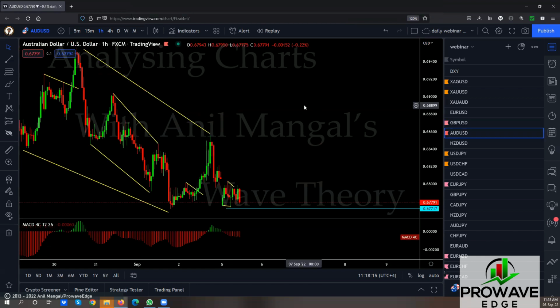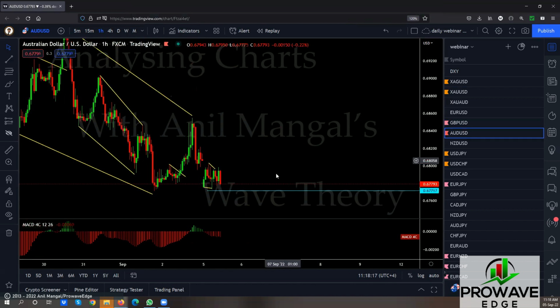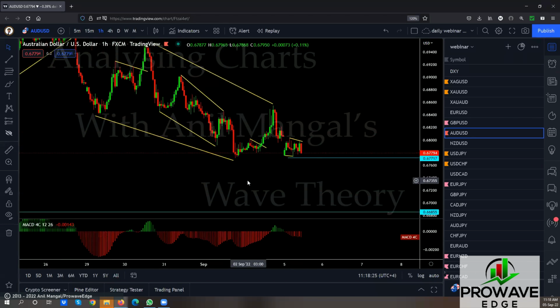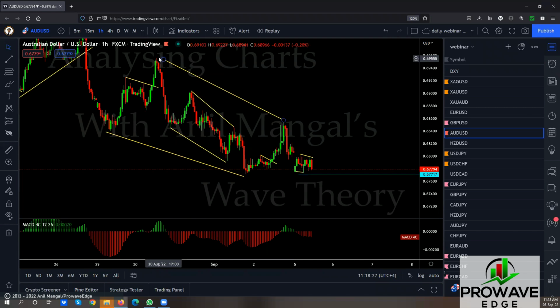Aussie, I think we have a running flat there already. We can put this one like this. It might be making a bigger correction, or it might just drop from here. So I think we have a flat here already. We don't have to go anywhere more. We're looking at this as a possible running flat.